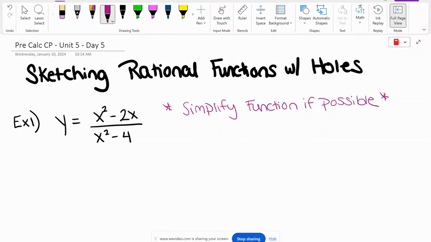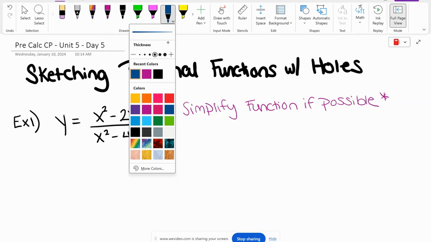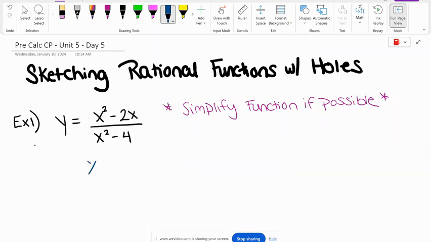Okay, so what do I mean when I say simplify the function if possible? It means if I can do any kind of factoring, I'm going to. So in the numerator, can I pull out a GCF of x? And then I'm left with x minus 2. And in the denominator, I can factor x squared minus 4. That becomes an x minus 2 and an x plus 2.